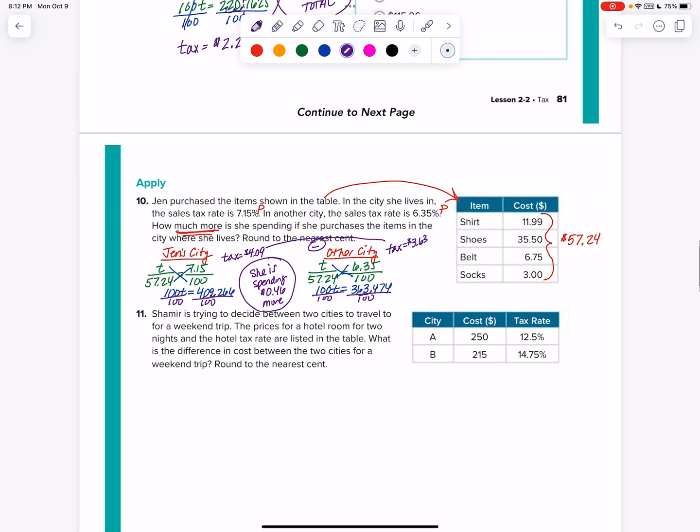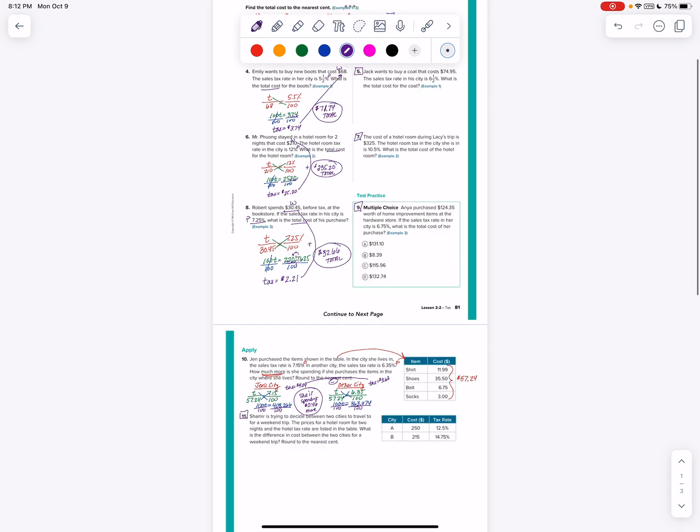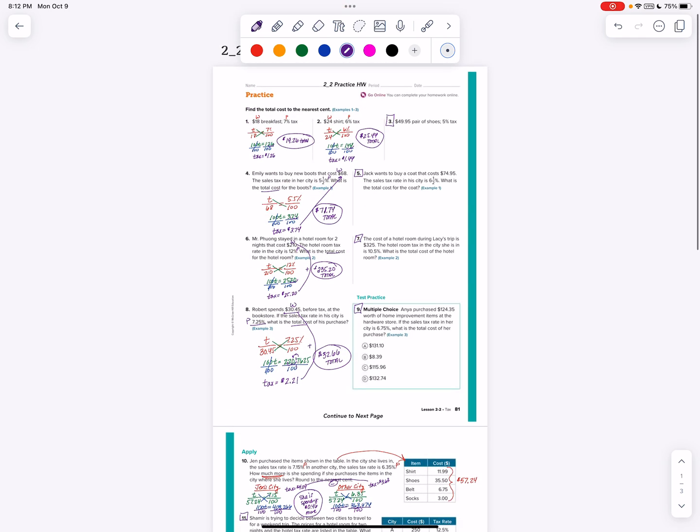Okay, all right, your job is number 11. The rest of those are for you to practice independently, and then we'll check those in class tomorrow.